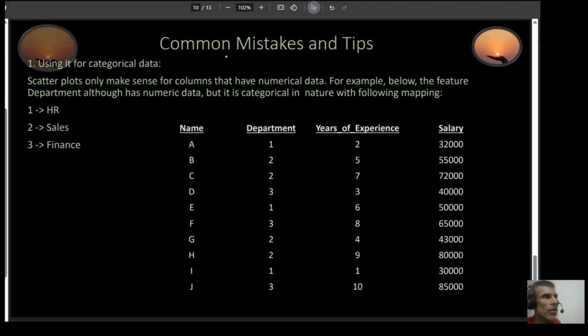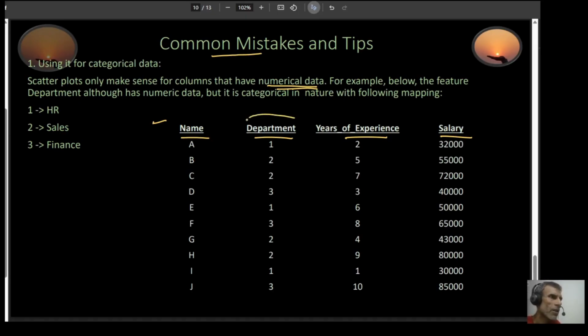Now, let's look at some of the common mistakes people make when they work with a scatter plot. Let's say you have data right here: name, department, years of experience, and salary. Scatter plots only make sense for the columns that have numerical data. This is important. If it's categorical in nature, then it does not make sense.